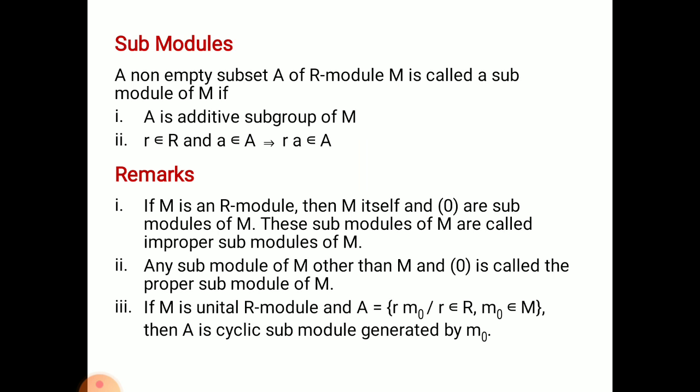I am repeating again. If M is an R module, that means M is a module over the ring R, and A is a subset of the R module M such that A under addition is a subgroup of M, and r belongs to R and a belongs to A implies that r times a belongs to A. M itself and 0 are the submodules of the R module M. These two submodules are called improper submodules and any other submodules are called proper submodules.